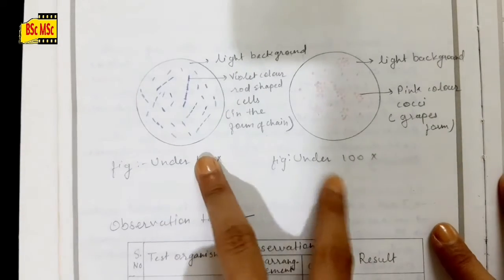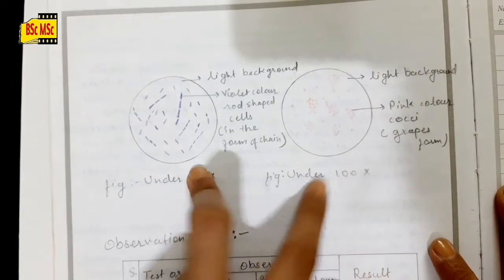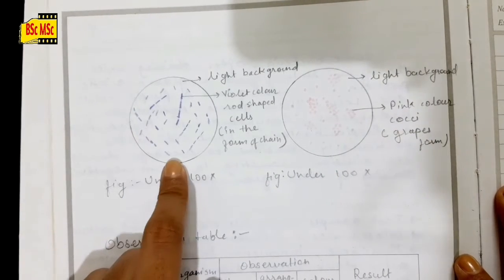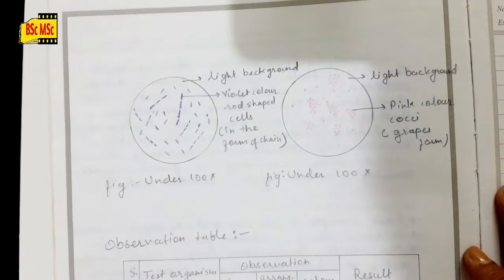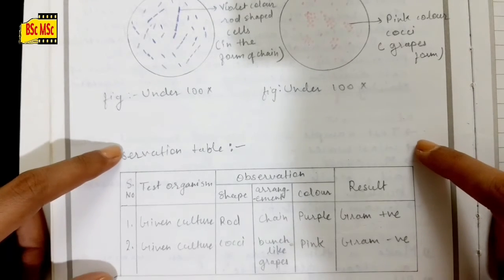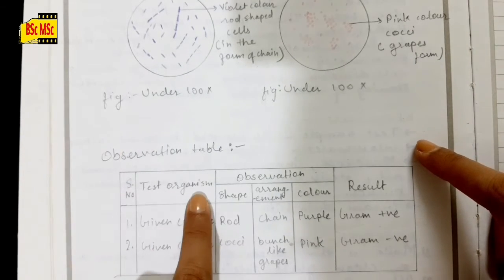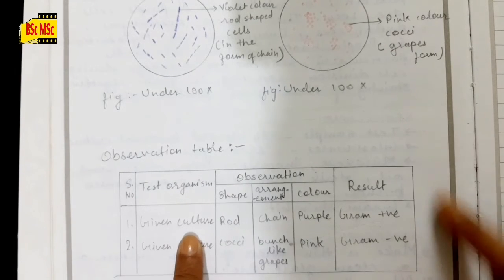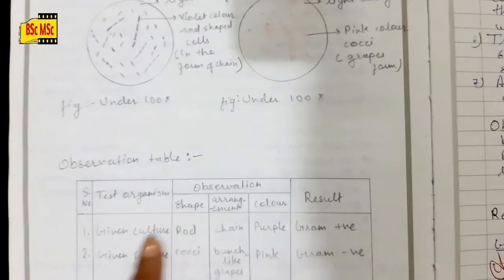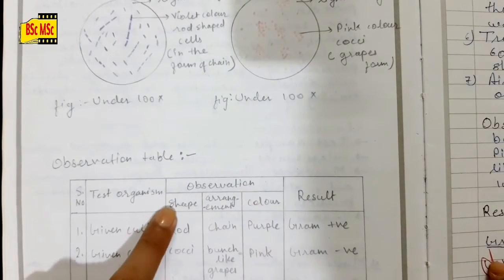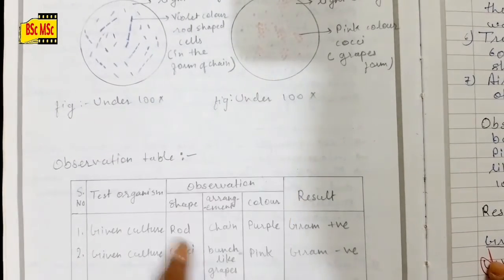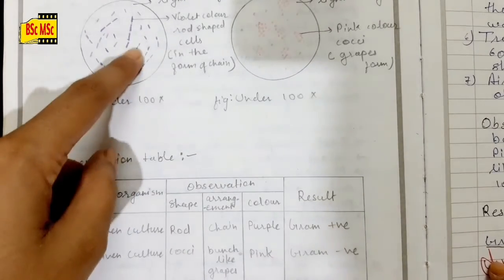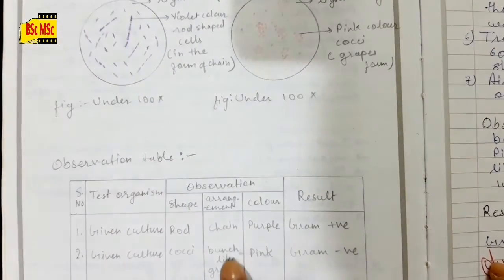When you observe it under the microscope, you'll get to know which bacteria it is, gram positive or gram negative. So you need to write it down in the observation table. Test organism: I didn't know what the culture was, so I have written 'culture given by my teacher'. Then observation: the shape I have observed here, rod shape, cocci shape, and then arrangement, like chain and bunch, so write it down here.